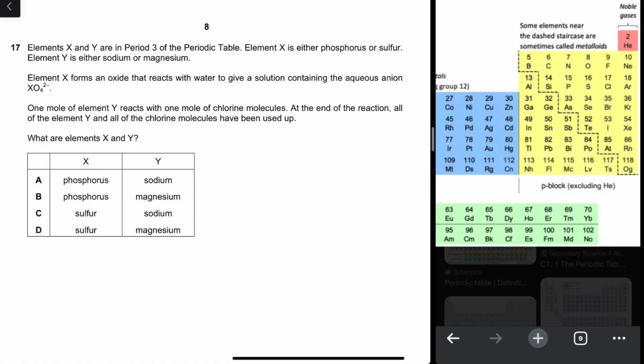Question number 17. Elements X and Y are in period 3 of the periodic table. Element X is either phosphorus or sulfur. Element Y is either sodium or magnesium. Element X forms an oxide that reacts with water to give a solution containing the aqueous anion XO4 2-. 1 mole of element Y reacts with 1 mole of chlorine molecules. At the end of the reaction, all of the element Y and all of the chlorine have been used up. What are the elements X and Y? So let's take a look at element X first.